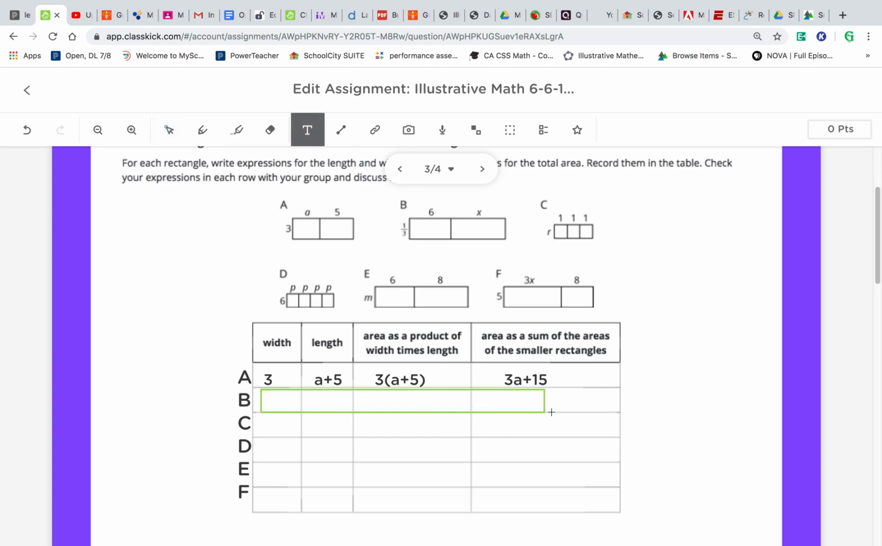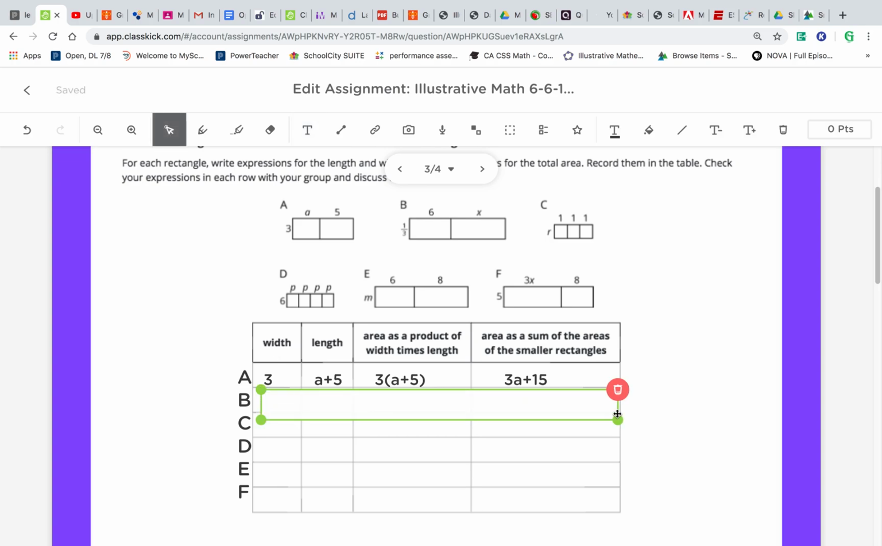All right, so for B, let's go ahead and work on B. So let's go ahead and stretch this throughout. For B, the width we're going to say is 1/3, this part right here. And then the length is going to be 6 plus x, or if you'd like, you can call it x plus 6. Okay, either way is fine. They have the same value.